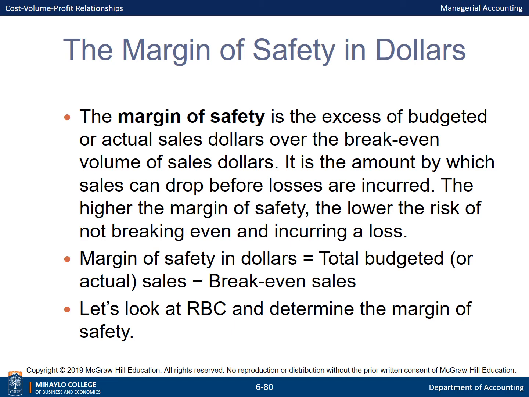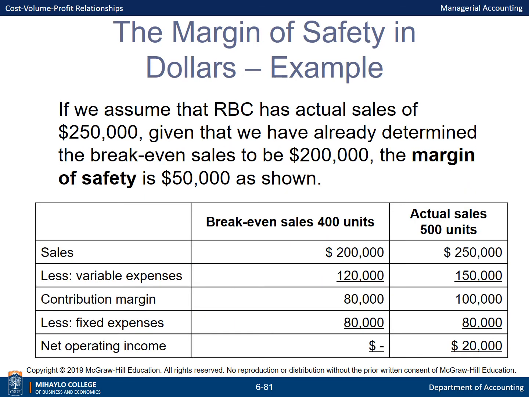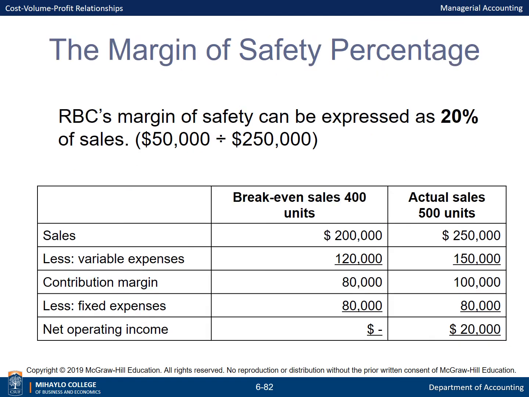Let's look at RBC and determine the margin of safety. If we assume that RBC has actual sales of $250,000, given that we have already determined the break-even sales to be $200,000, the margin of safety is $50,000, as shown. RBC's margin of safety can be expressed as 20% of sales, $50,000 divided by $250,000.